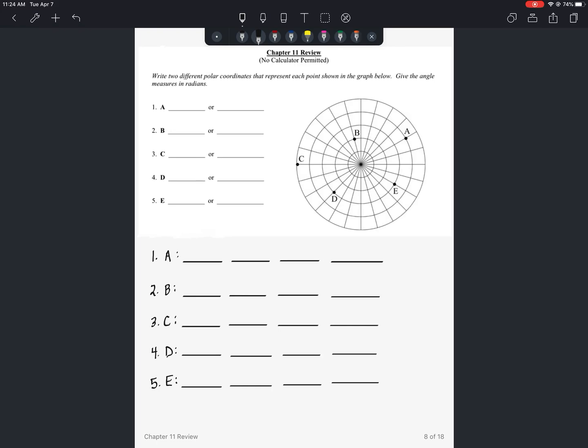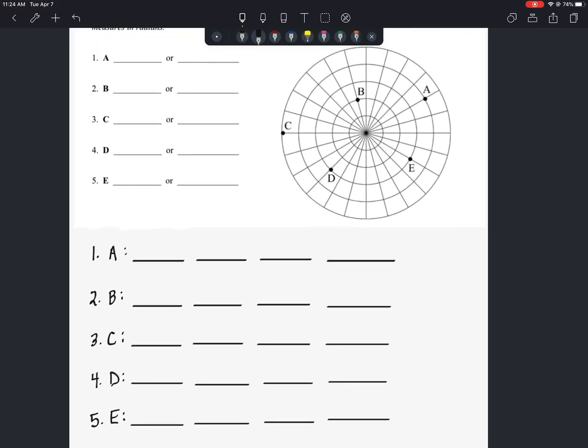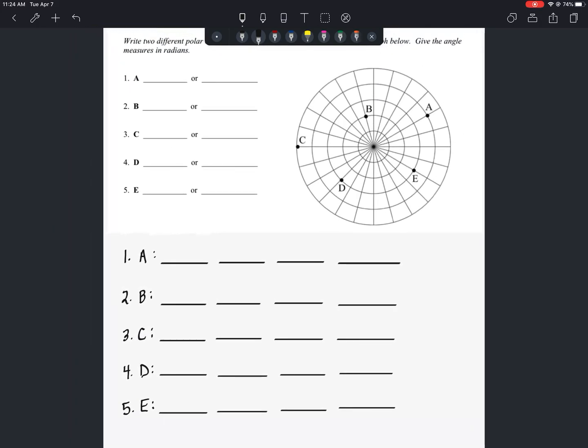The directions state, write two different polar coordinates that represent each point shown in the graph below. Give the angle measure in radians. So we're going to be doing this in radians. You'll see down below I actually have a lot more answer blanks written out because I want to show you that there are all different kinds of answers that you could come up with here. And what I'm going to focus on here are the four corresponding answers that go together. And you'll see what I mean as we're going through this.